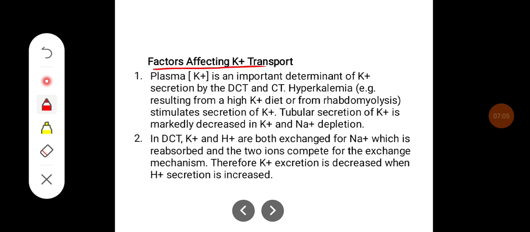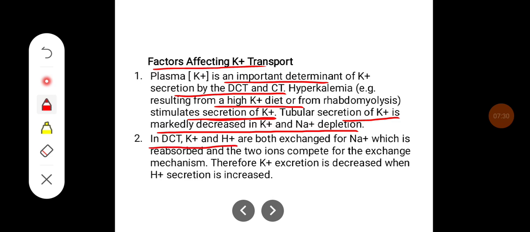Factors affecting potassium transport. The plasma potassium is an important determinant of potassium secretion by the DCT and CT. Hyperkalemia, for example resulting from a high potassium diet or from rhabdomyolysis, stimulates secretion of potassium. Tubular secretion of potassium is markedly decreased in potassium and sodium depletion.